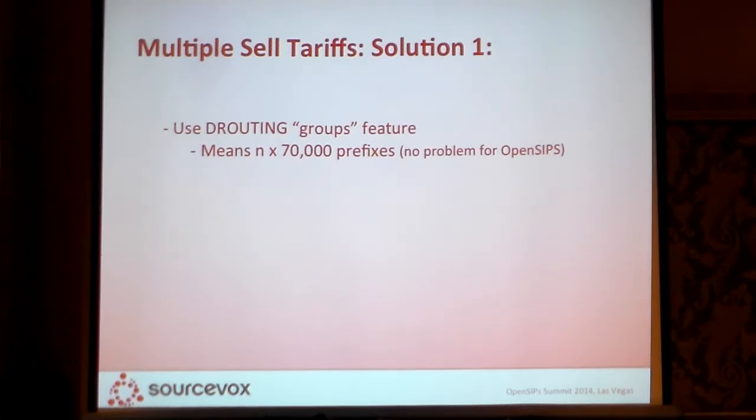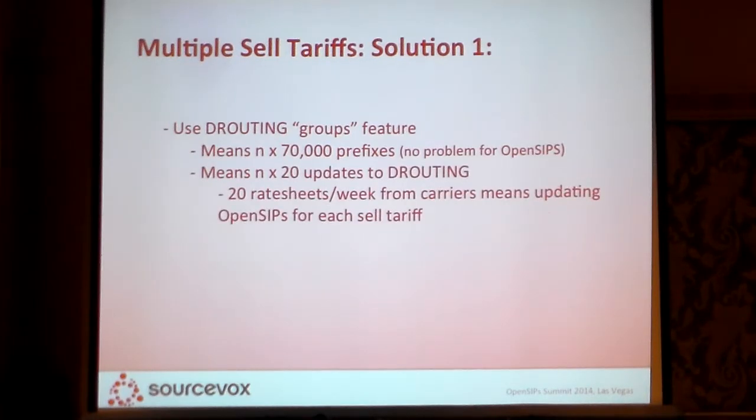Which is fine, OpenSIPS will cover that, no problems. But it also means that when we get these carrier rate sheets in, and we get 20 of these a week, we've now got 3 lots of groups to update in dynamic routing. Instead of just doing it 20 times, we're now doing it 60 times. So we're basically increasing the amount of work that our external application needs to do.